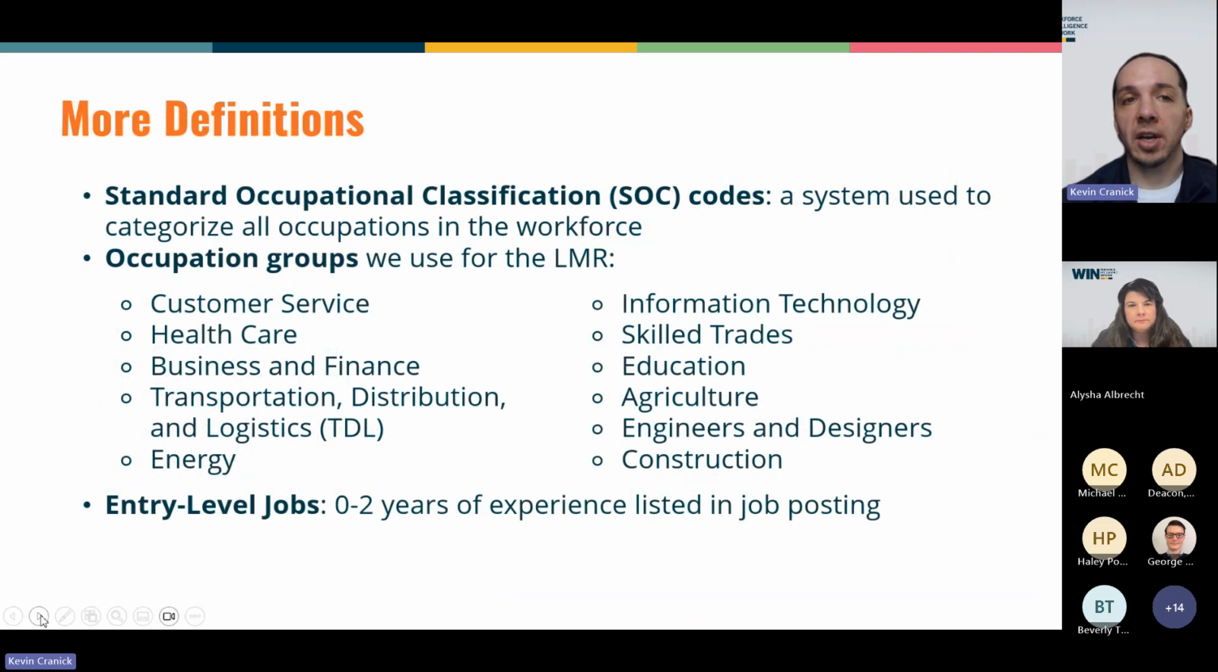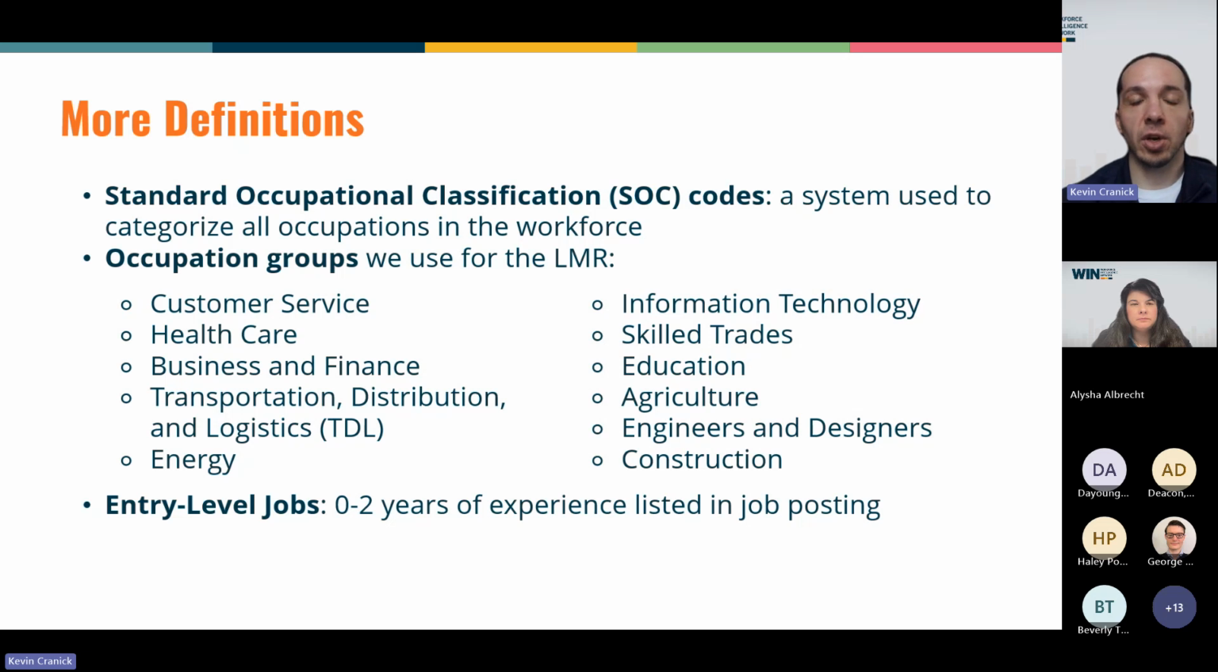So a few more definitions. I know I spoke briefly about the standard occupational classifications. That is a system used to categorize all occupations within the workforce. And again, you're going to see some nuance between the labeling system that the government uses within SOC versus the actual job titles that you might see on a job board. And again, that's why we rely on an economic modeling service like Lightcast in order to make those distinctions for us.